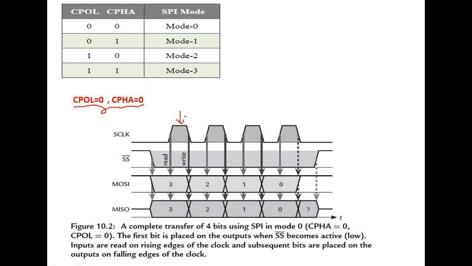And see, here clock phase is equal to 0. Clock phase is equal to 0 means the reading operation is performed at the leading edge and writing operation performed at the trailing edge of the clock pulse. You can observe that one here. See here, the reading operation is performed at the leading edge and writing operation performed at the trailing edge.